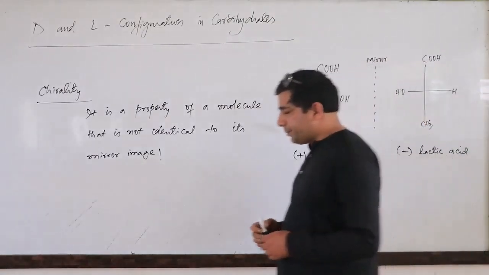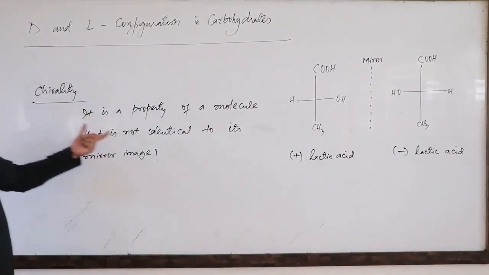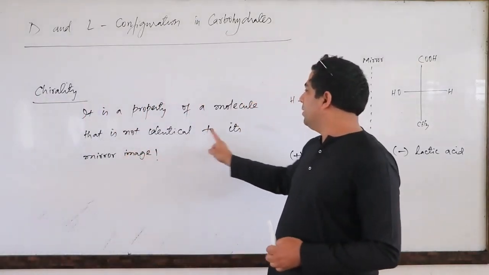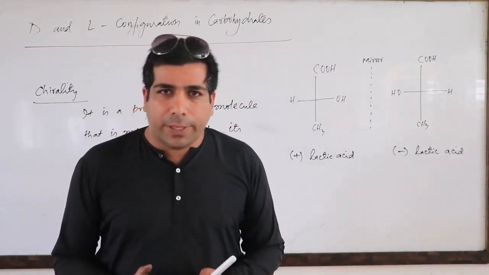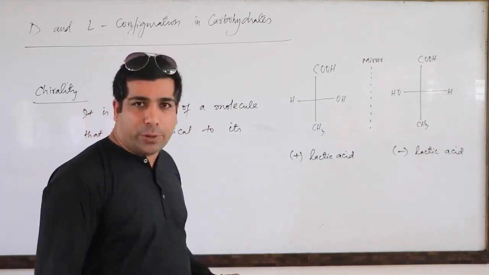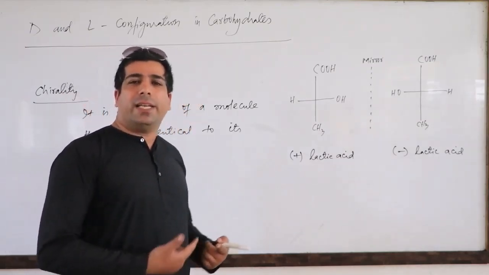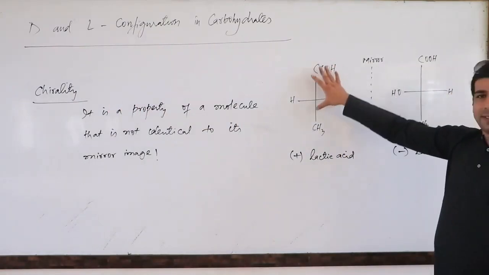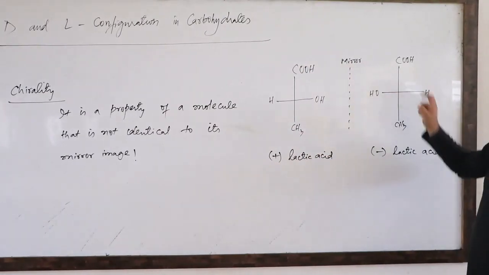So my dear friends, we were talking about the chirality. So have a look. Chirality is basically a property of a molecule that is not identical to its mirror image. That means a molecule which is chiral, I told you previous time that lactic acid is a chiral molecule because it has a chiral center, which is carbon. It should not be identical to its mirror image. Then I took the lactic acid here. Have a look. This is my lactic acid. And I have taken its mirror image here. So when I take its mirror image, what happens?